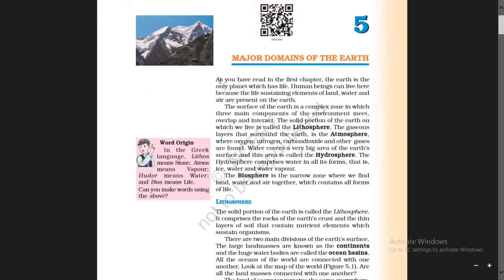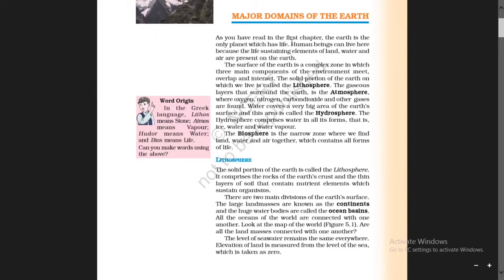As you have read in the first chapter, the Earth is the only planet which has life. Human beings can live here because the life-sustaining elements of land, water, and air are present on the Earth.